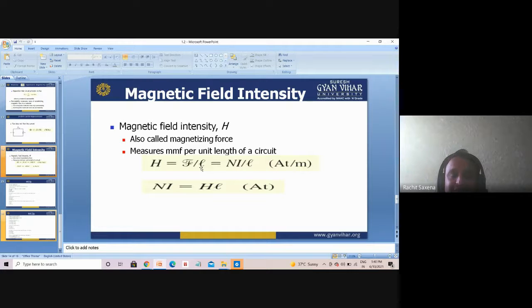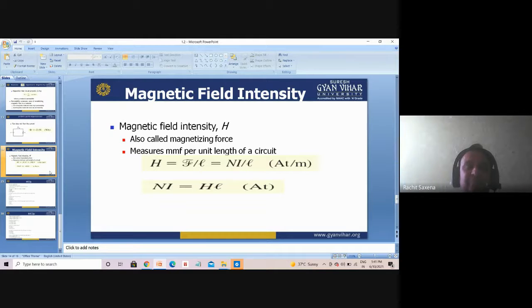Okay, intensity. And if you want to calculate the value of Ni, that is ampere turn, it is equal to HL through this equation. In this equation, we have H equals F upon L. F is mmf, mmf means ampere turn, and L is length. Length we always count in meters. So here we have AT by m, ampere turn per meter. Understand this thing? Ampere turn per meter, that is magnetic field intensity.